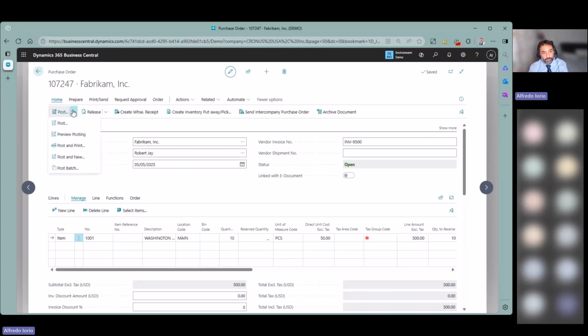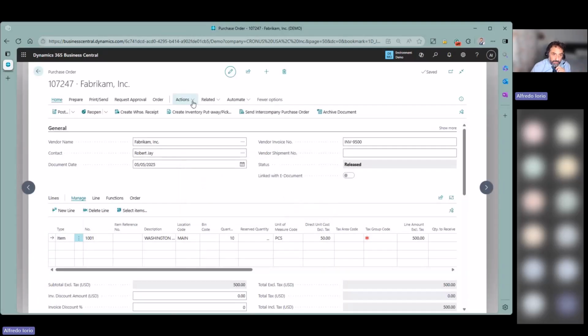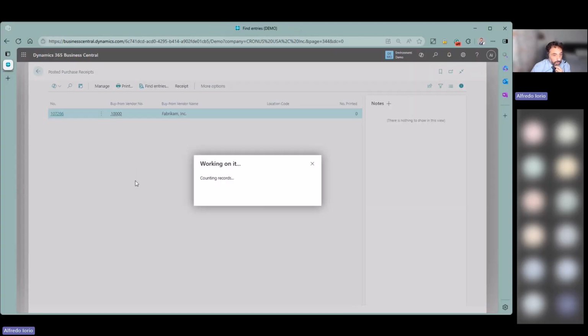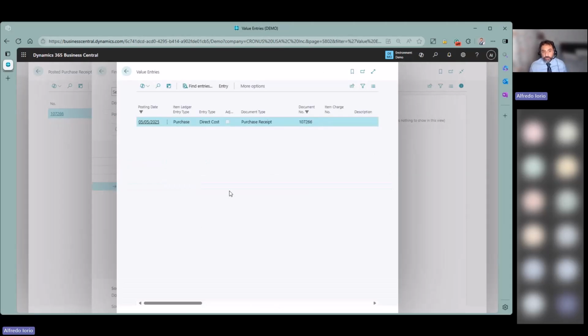The difference between a direct and indirect cost in Business Central is that if I received only the item, let's look at orders, let's look at receipts, and let's find the entries. You would expect to see the indirect cost next to the value entries, next to the direct cost. Unfortunately, indirect costs in Business Central are not accrued on goods received, not invoiced. So it's a limitation, right? It doesn't do that.